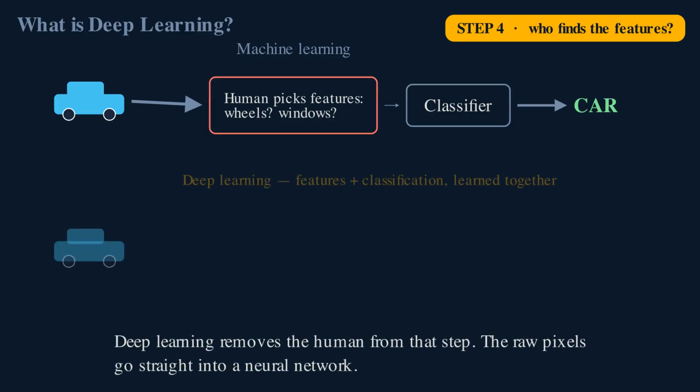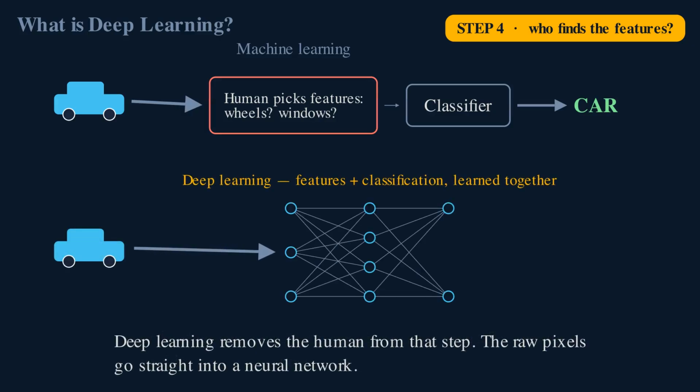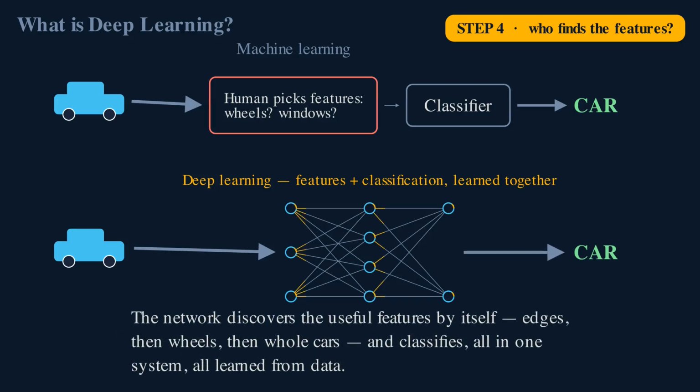Deep learning removes the human from that step. The raw pixels go straight into a neural network. The network discovers the useful features by itself, edges, then wheels, then whole cars, and classifies, all in one system, all learned from data.